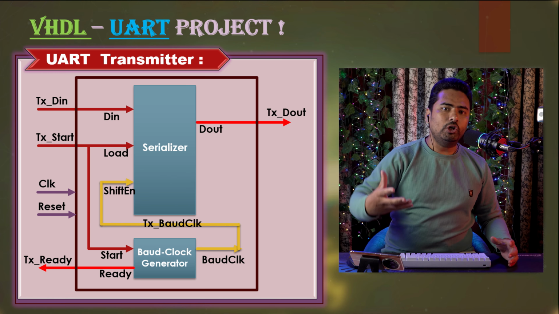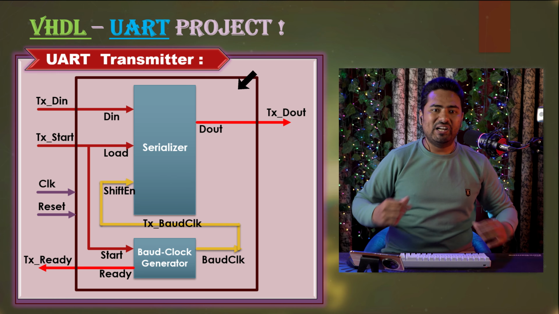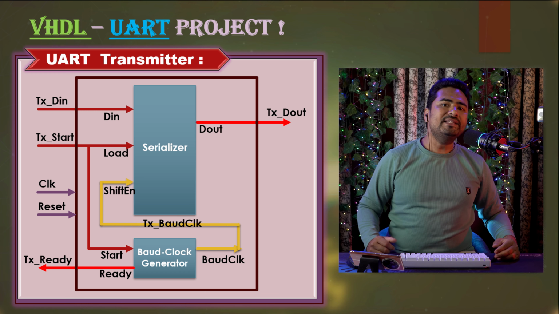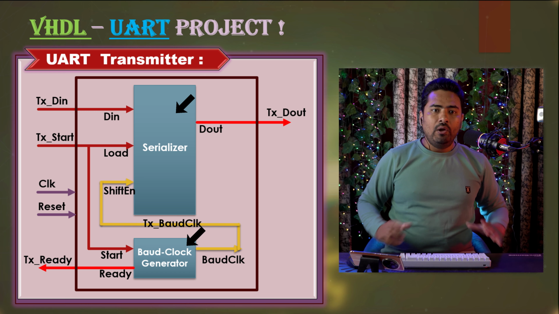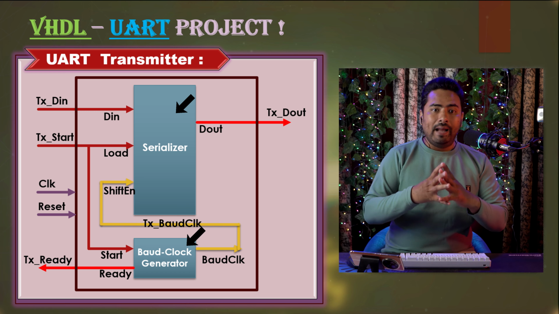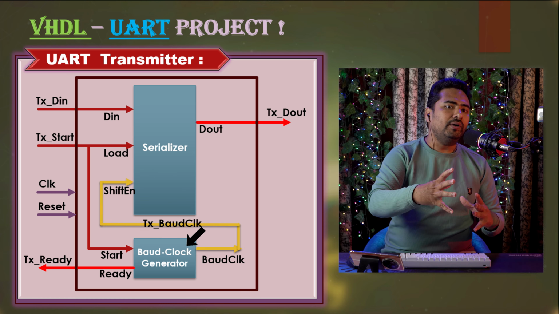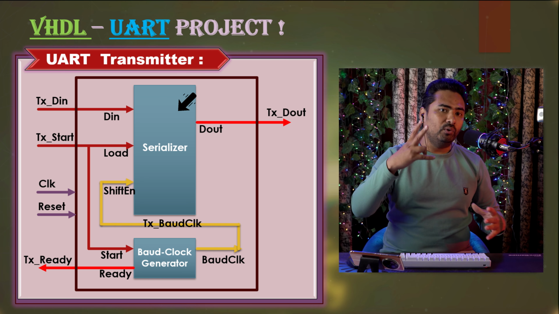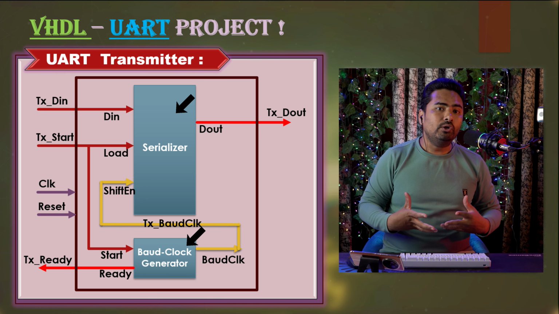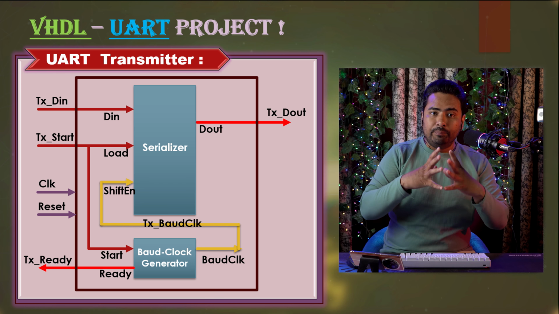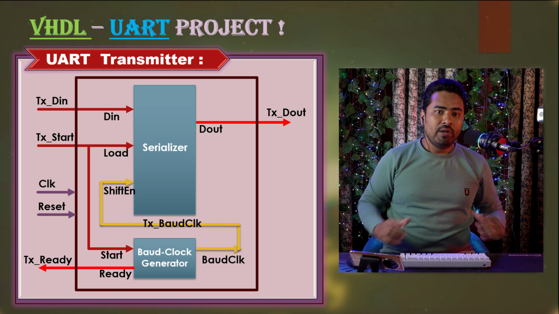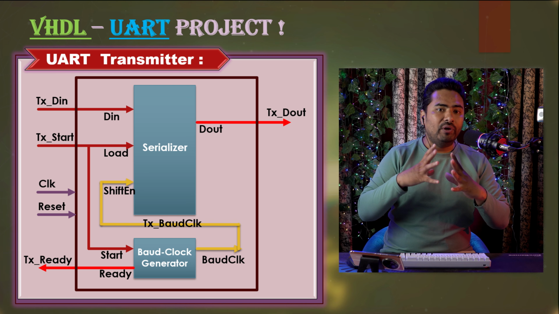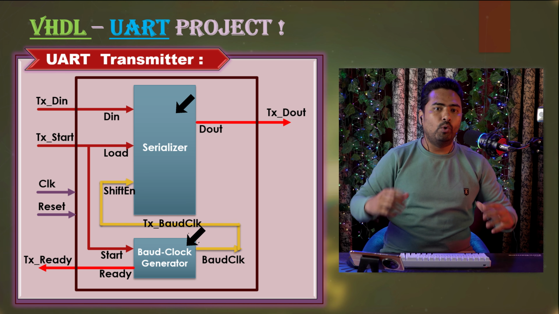So this is the structure of our UART transmitter module. You can see we have two modules here, which we have already developed. These are the baud clock generator and the serializer. If you are not clear about these two modules and their VHDL codes and test benches, then please watch the previous sessions, because in this session, we are going to interconnect these two modules.